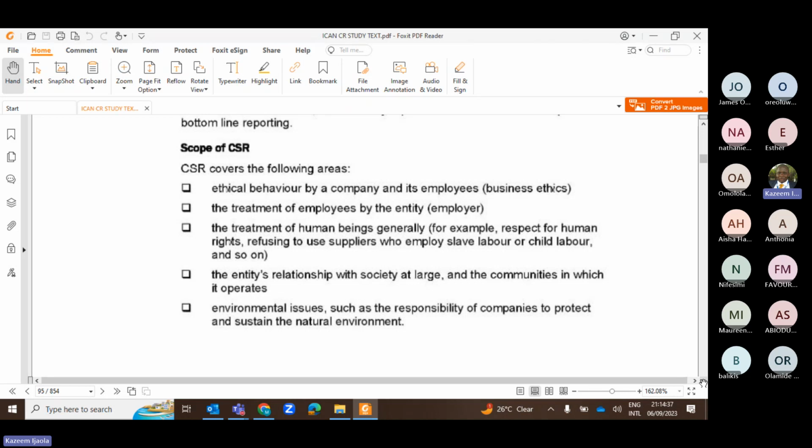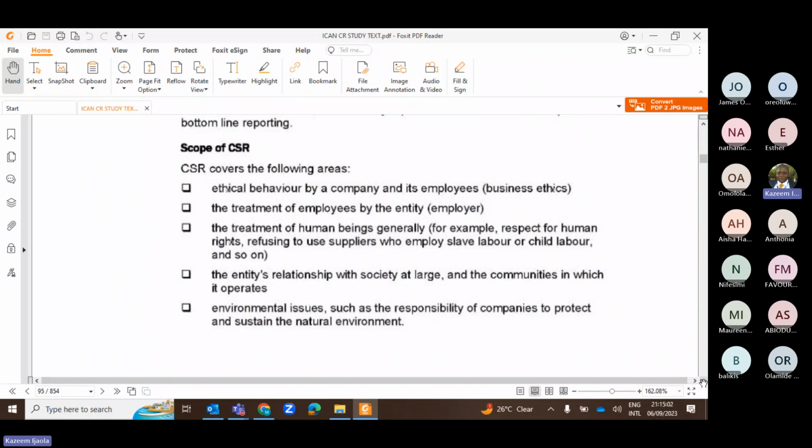If you operate your company in an ethical manner alone, that is part of your CSR. Okay, business ethics: make sure you treat your employees well. You operate in line with the best standard. You don't compromise. So that's part of it. Then the treatment of employees by the entity. How you treat your employees also matters a lot. Those can also be a form of indirect CSR.